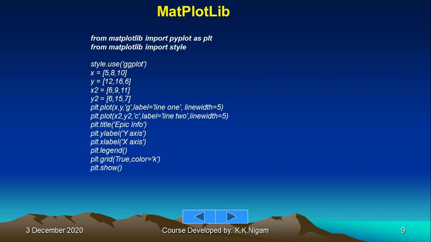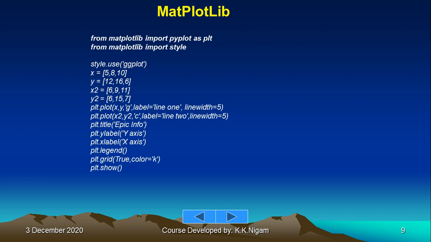x, y, label line 1, linewidth equal to 5, you can even give the width of the line. Then similarly you can also give the color, label equal to line 2, linewidth equal to 5. Then you can give a title, as we have seen in the previous slide, y axis label, x axis label, and then you can also give a legend, and a grid can also be included, and then you can show the plot.